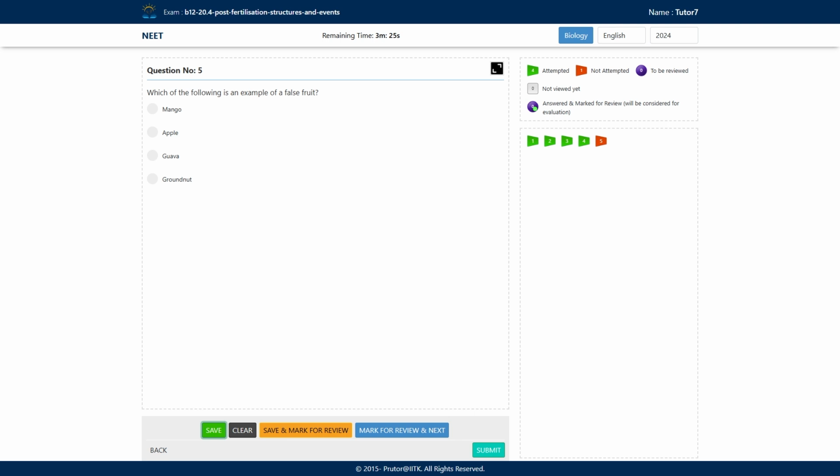Which of the following is an example of false fruit? Okay, funicle is the stalk-like structure, and this stalk-like structure with the help of the placenta is attached to the ovary wall. Okay.